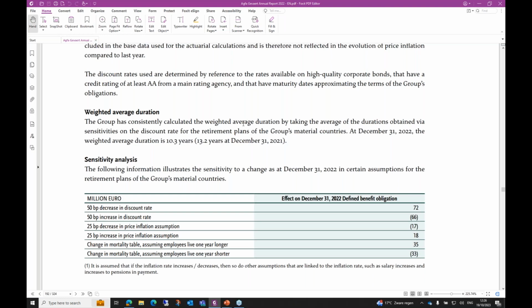Sometimes they mention duration as what is already earned. So the difference is not until retirement age, but they're already 20 years of service. I think the standard really requires durations up to the time of retirement normally, which also makes more sense from a disclosure point of view. To give you an idea, in that case here it's 10 years. So it means that on weighted average, the benefits will have to be paid within 10 years, which is quite short.